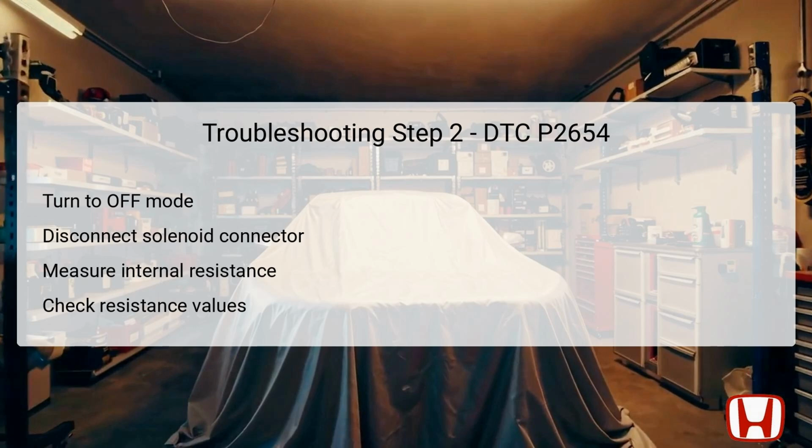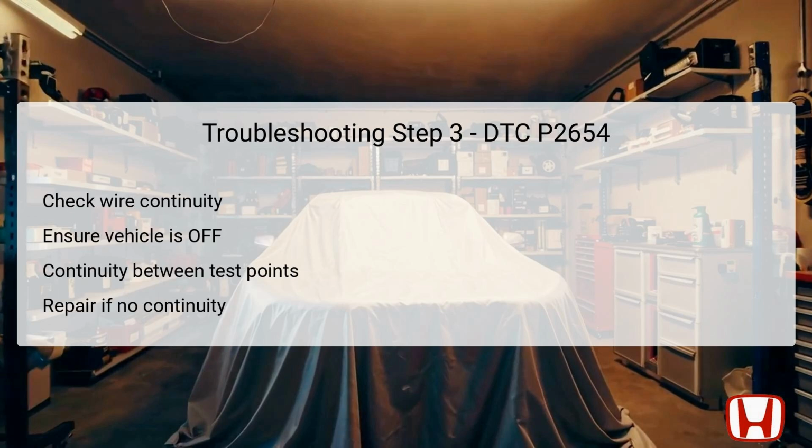Ideally, the resistance should fall within the range of 10 to 20 ohms at room temperature. If the measured resistance is within this range, you will advance to the next step. Conversely, if it falls outside this range, it indicates that the solenoid is faulty and should be replaced to resolve the DTC.